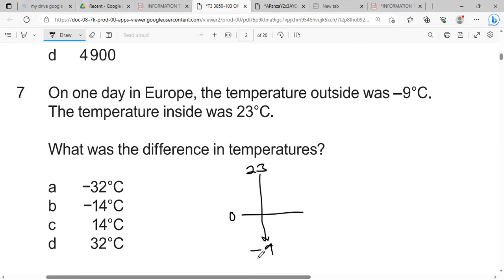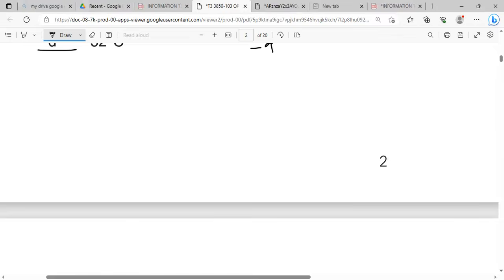Now, the difference in temperature would be 23 plus 9, which is 32. Another way you could look at it, you could say 23 minus 9, if it makes you feel better. But what they really want is the difference in the temperature. So you have to go all the way up to 23 and then all the way to 9. So the difference is actually 32. A lot of people might say negative 32 and all that. No, guys, all right?